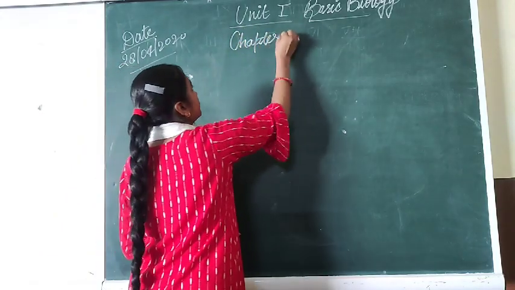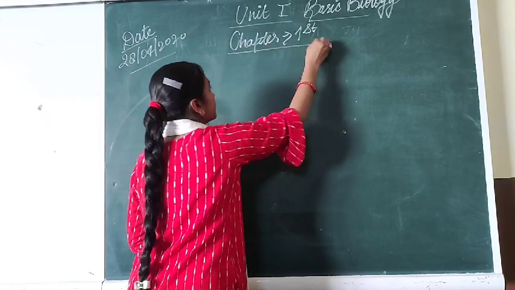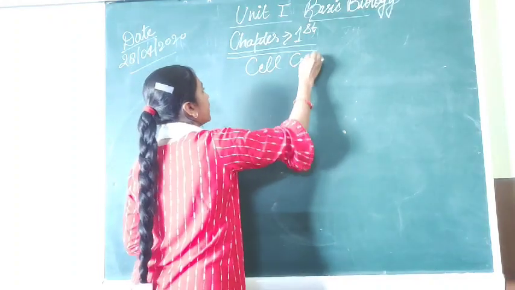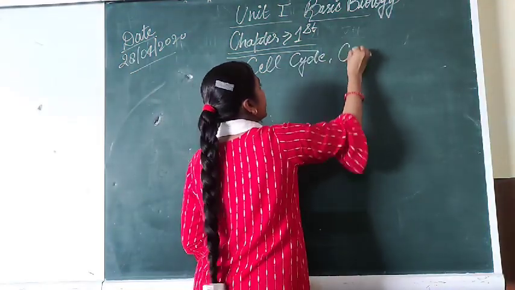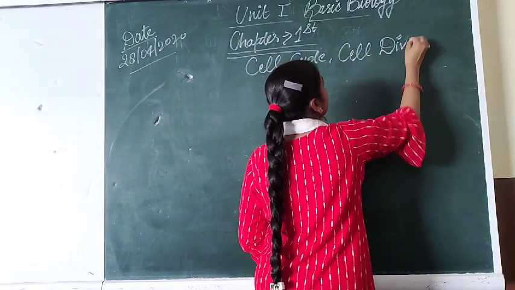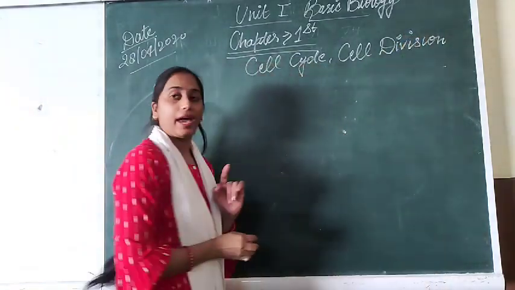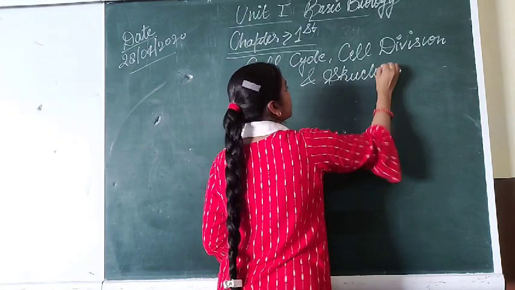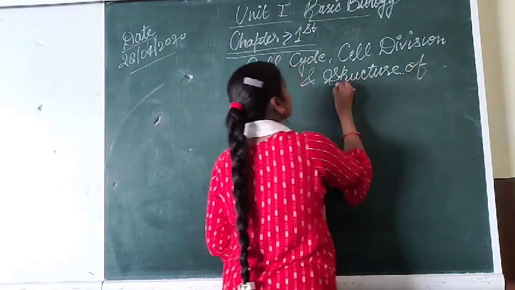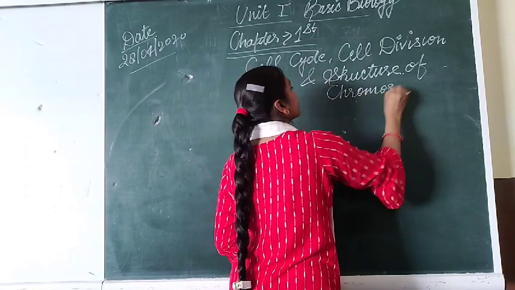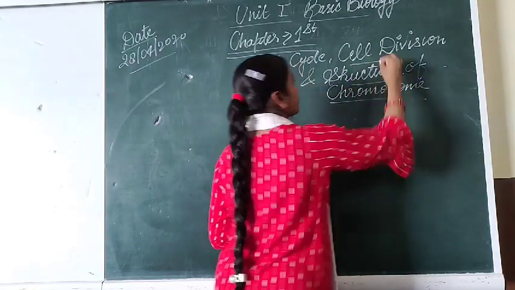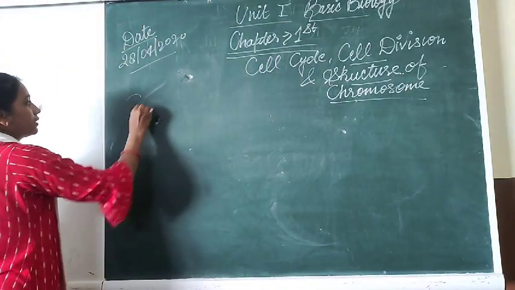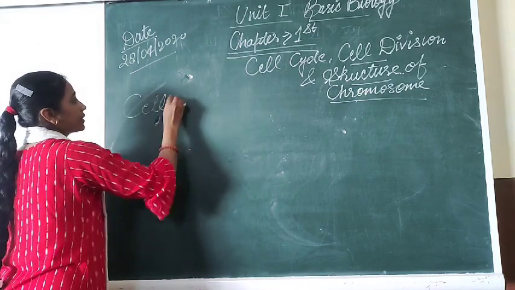Chapter first. The name of the chapter is Cell Cycle, Cell Division and Structure of Chromosome. Right? We are going to firstly discuss the cell cycle.